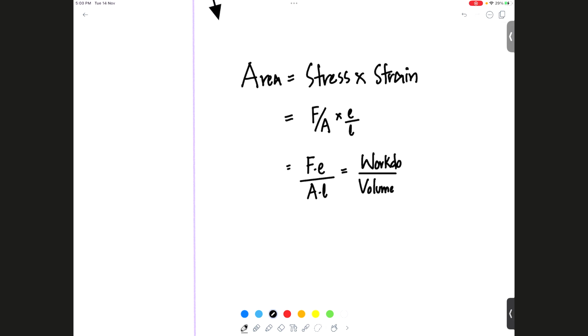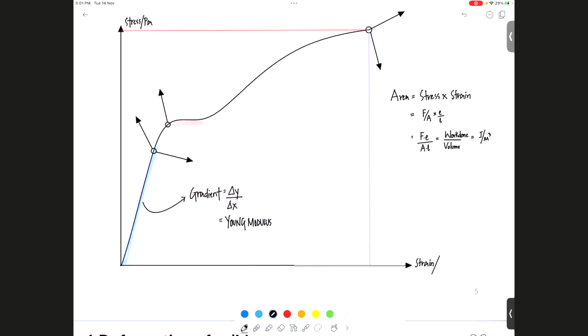And this property is extremely useful for comparing materials because it gives you something that has a unit of joule per meter cube. This is called energy density. What is energy density? Energy density of a material tells you how much energy is stored per unit volume. Okay.